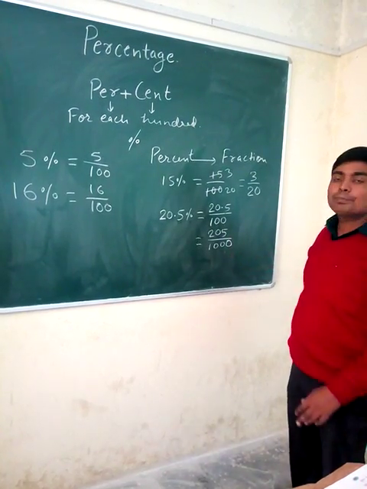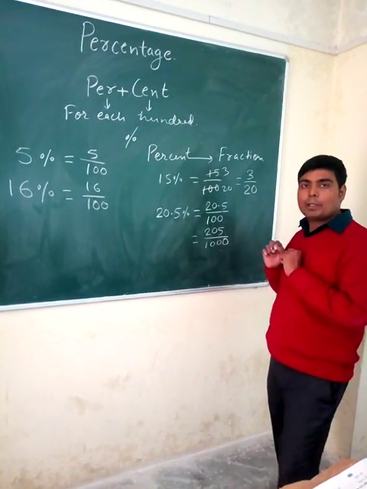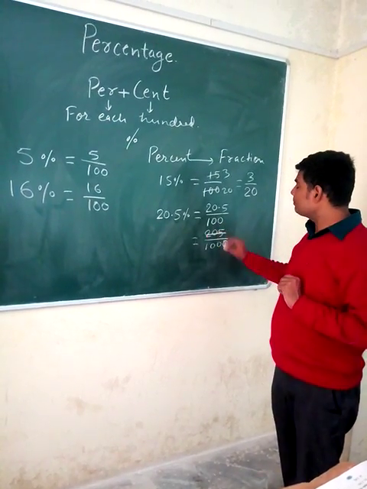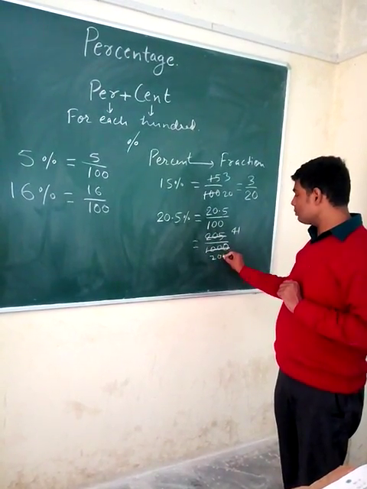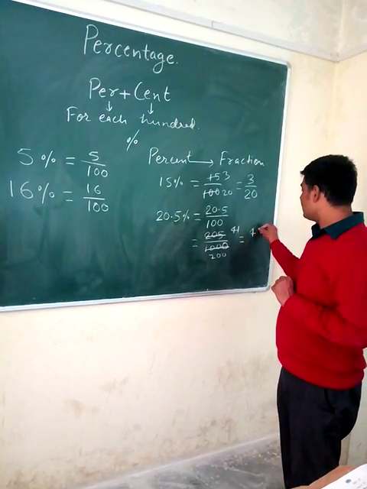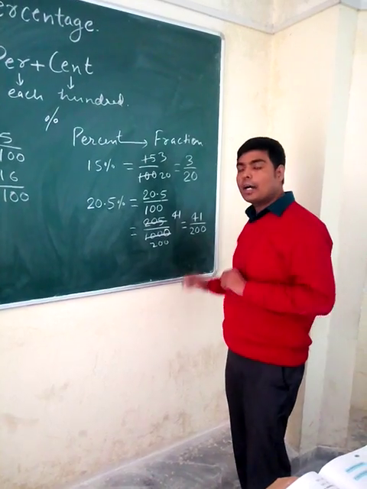Okay. Now this 205 and 1000 is also divisible by 5, so you can reduce it. So 5 41s are 205, 5 200s are 1000. So you can write it in lowest term, that is 41 by 200.